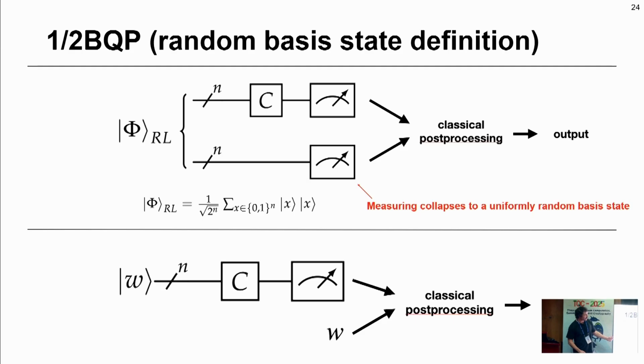As you can see here, these two things are equivalent because we could have just moved that measurement on the right subsystem to the very beginning and measured, collapsing the left subsystem to some computational basis state W, and it would be equivalent.